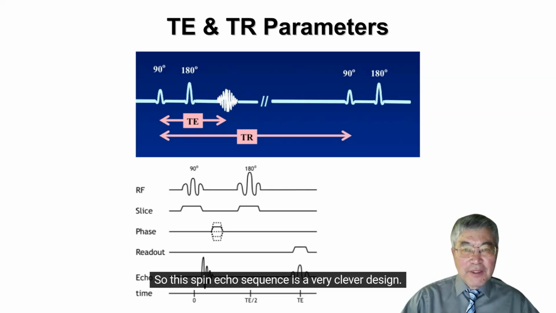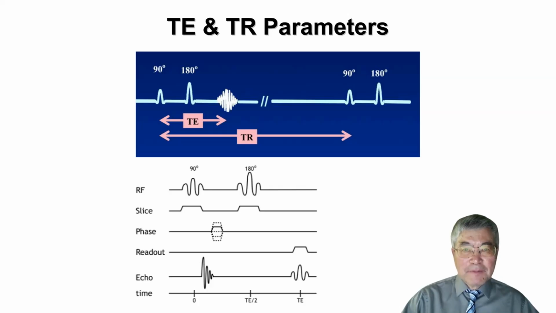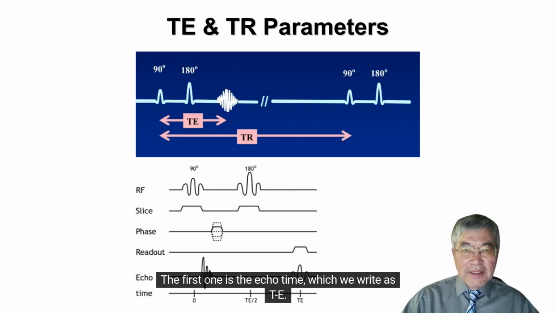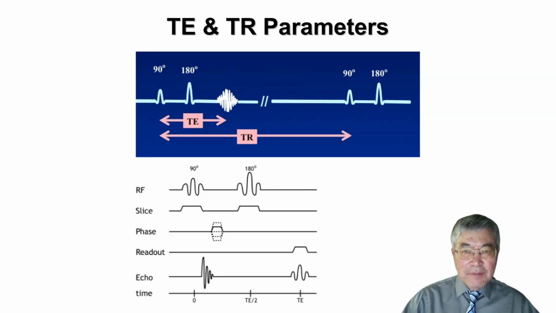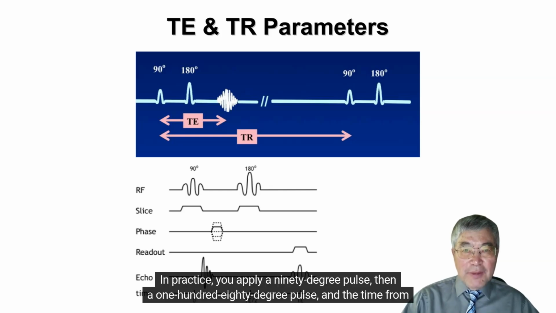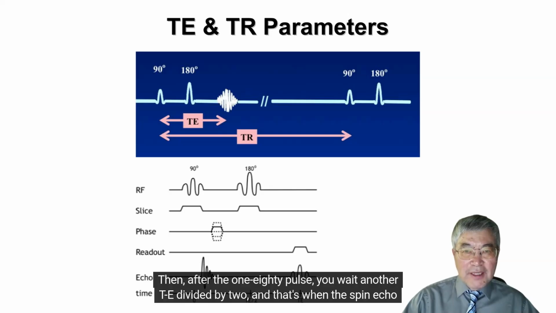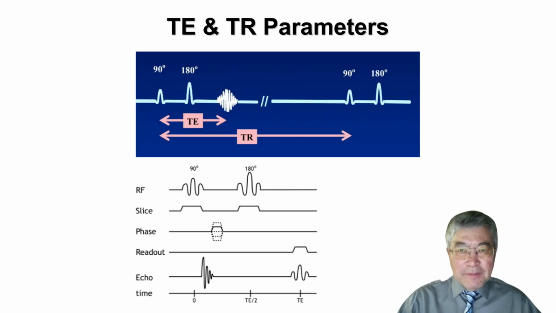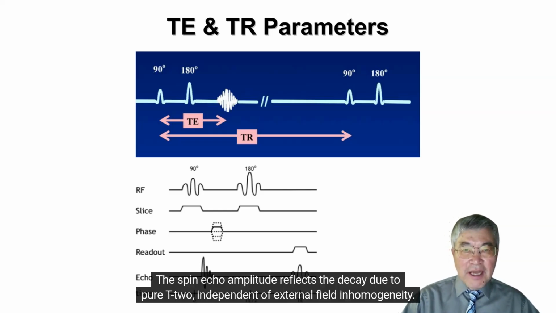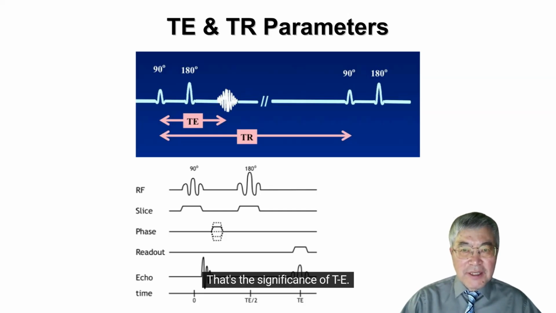So this spin echo sequence is a very clever design, and from it we get two very important parameters. The first one is the echo time, which we write as TE. This is defined as the time from the 90-degree pulse to the echo peak. In practice, you apply a 90-degree pulse, then a 180-degree pulse, and the time from the 90-degree to the 180 is TE divided by 2. Then, after the 180 pulse, you wait another TE divided by 2, and that's when the spin echo appears. The spin echo amplitude reflects the decay due to pure T2 independent of external field inhomogeneity. That's the significance of TE.